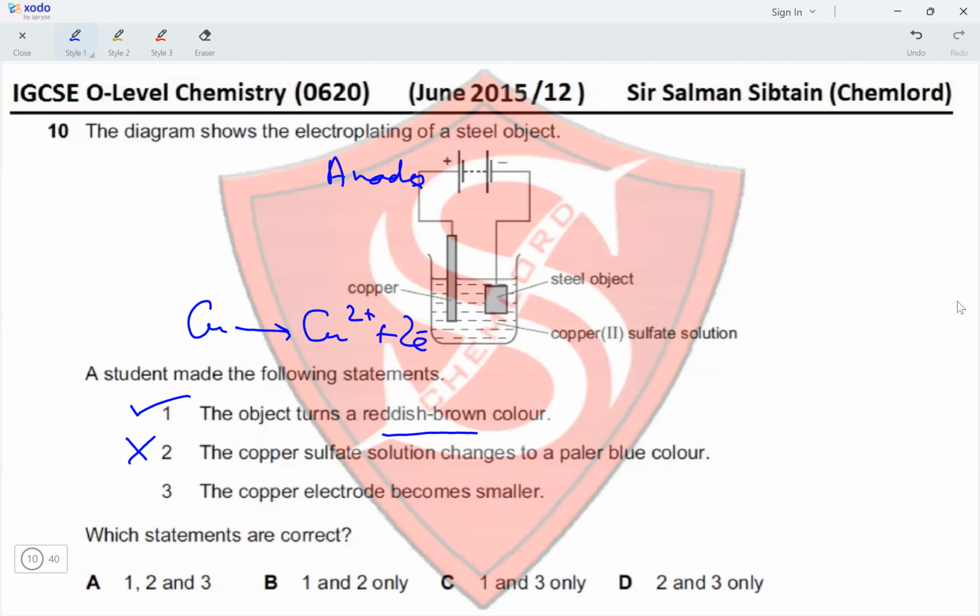And the copper electrode becomes smaller. Yes, oxidation takes place at the anode. Copper is converted to copper 2 plus ion. It would reduce in mass. So statement 3 is correct. So since statements 1 and 3 are correct, option C is the correct option for this question.